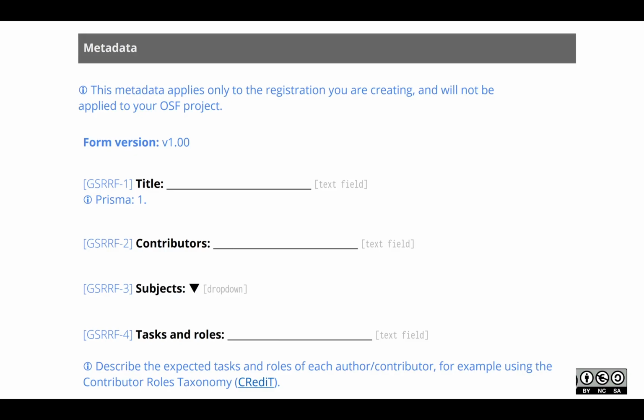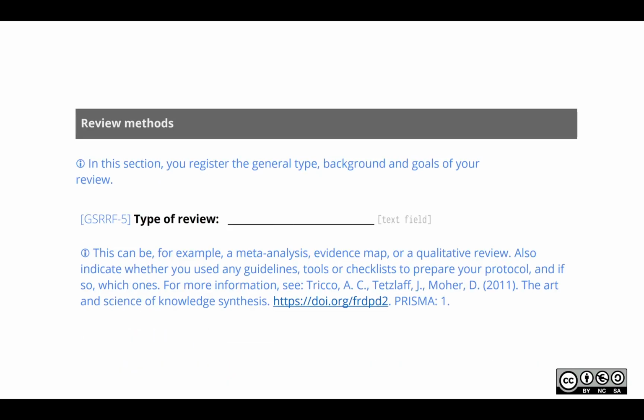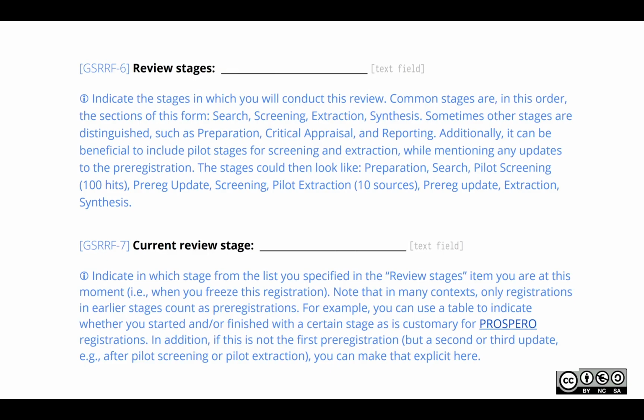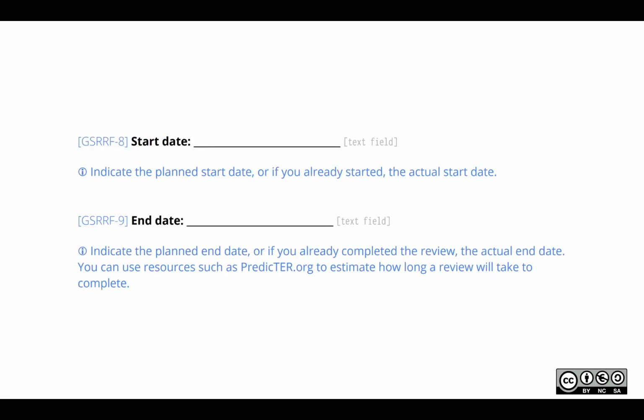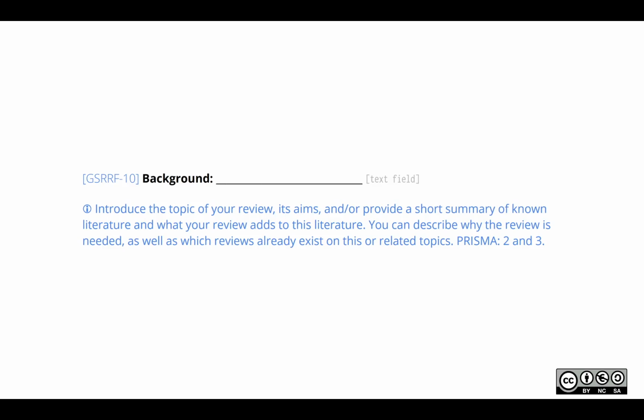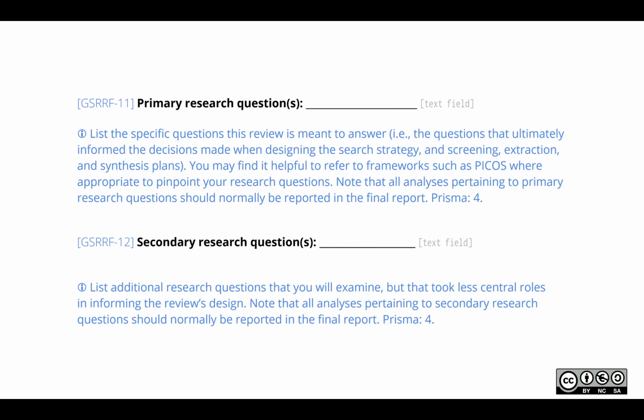If you fill out this pre-registration form, you start with some metadata, so the title, who works on it, stuff like that. You select the type of review. As you see, these are text fields because different disciplines call things differently, so we didn't want to impose one set of definitions from one specific discipline. You indicate which stages you distinguish and where you are at the moment, and when you plan to start and stop. And ideally, you explain to readers why you're doing this and what you actually want to achieve.